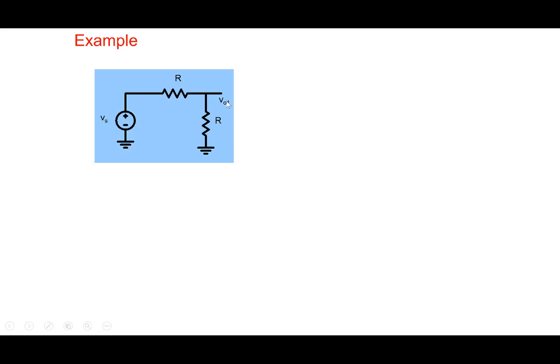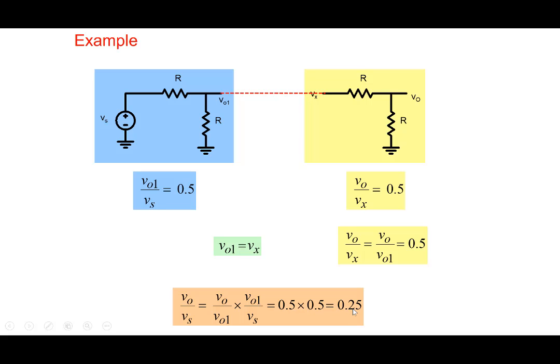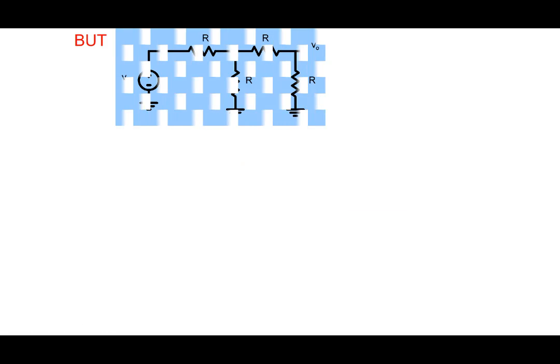So we have a voltage divider, and if we calculate V01, obviously V01 by Vs is 0.5. We have another voltage divider, V0 by Vx is 0.5 here, right? And if we connect them together, then in a naive way, we would expect that V0 by Vs would be 0.5 multiplied by 0.5. We may assume that V01 equals Vx, since we are connecting it by a wire, which is true. And we may assume that V0 by Vx, equal to V0 by V01, is 0.5, and therefore the answer is 0.25. But we have made an assumption.